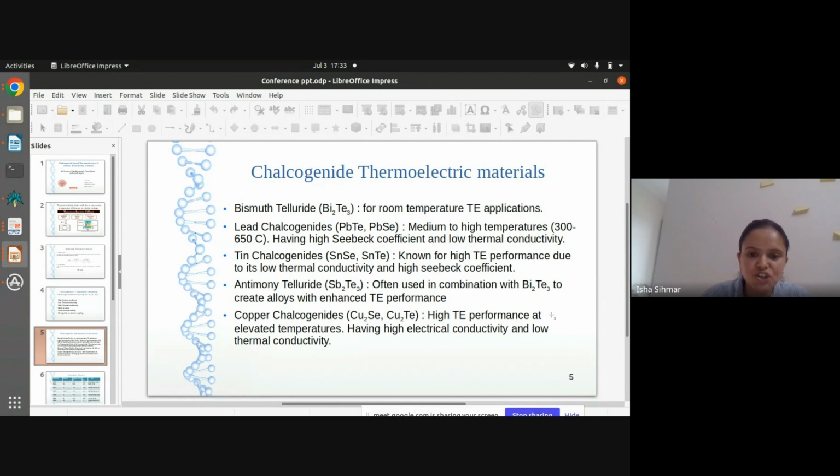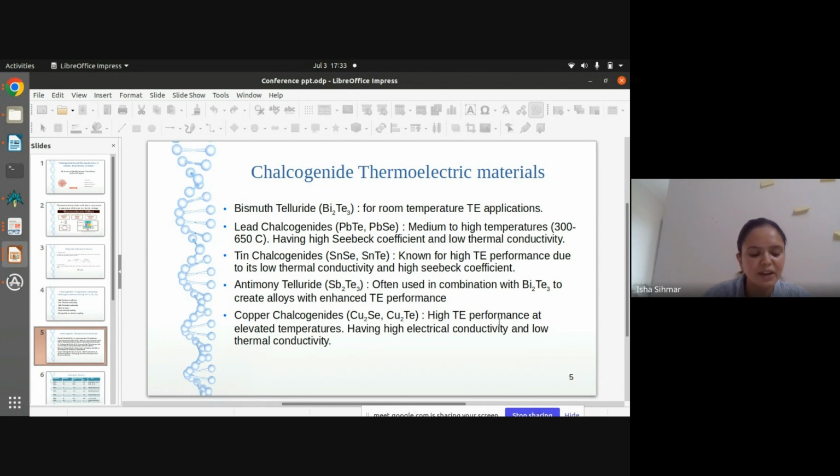Next, we have tin chalcogenides. Tin selenide has gained significant attention due to its record high thermoelectric performance, especially in its single crystal form. Tin selenide exhibits low thermal conductivity and high Seebeck coefficient. Tin telluride offers good thermoelectric performance when doped with other elements.